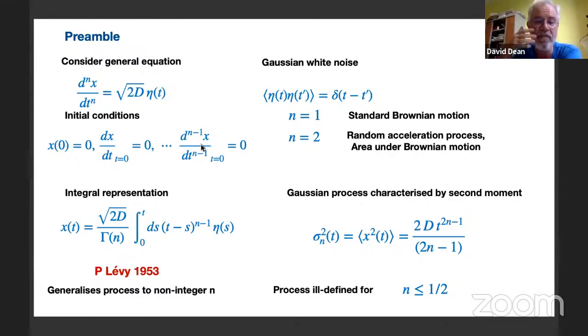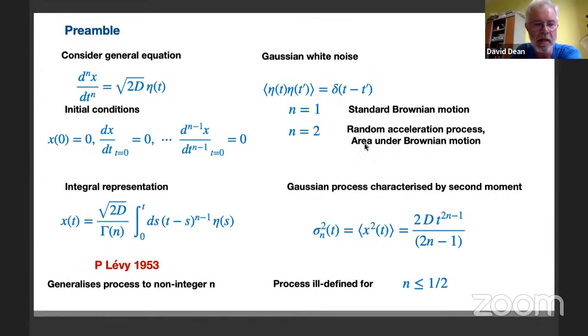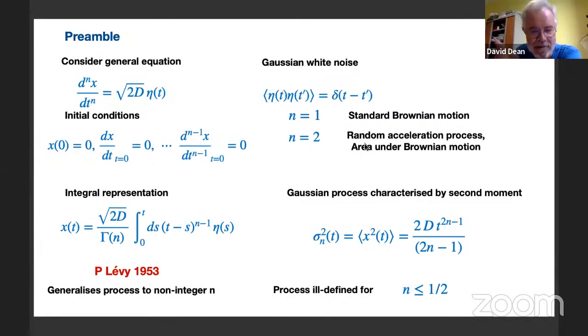If I integrate this equation, if n is equal to 2, then that's what is known as the random acceleration process. The formal solution is the integral of a Brownian motion, so you're looking at the area under a Brownian motion. And obviously you can ask this question about what happens for general n. Now, the interesting thing is that n doesn't necessarily have to be discrete. This solution was written down by the great Paul Levy in 1953, and it generalizes this general acceleration process driven by noise to a non-integer n.